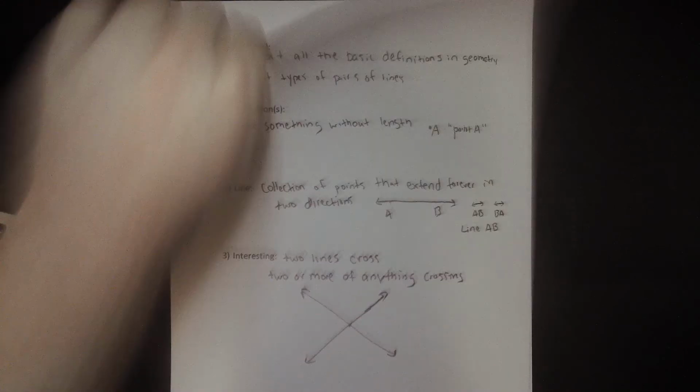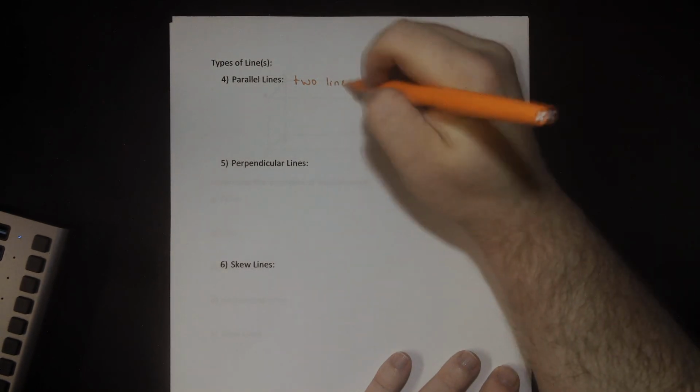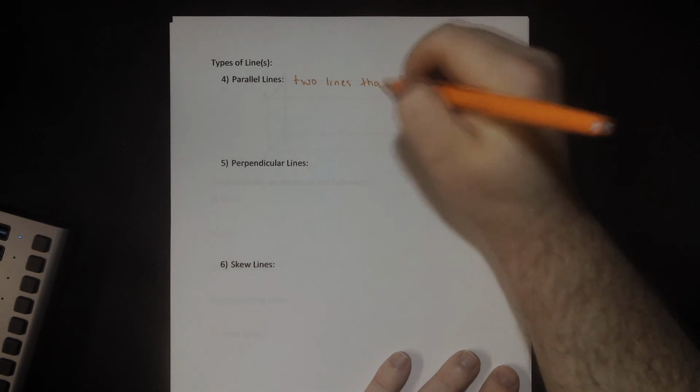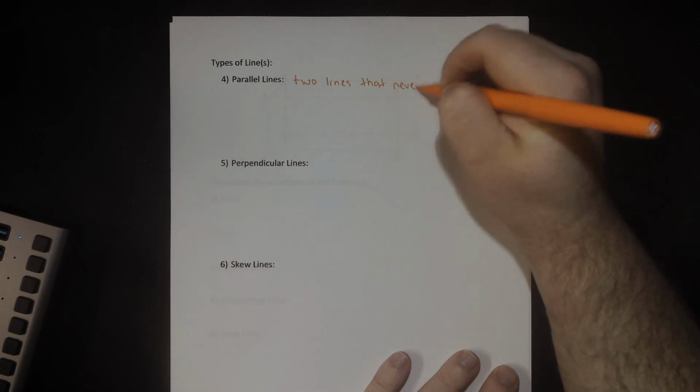Okay, so I'm going to flip it over. Then I've got different types of lines. The first type of lines are parallel lines. Now, there is a slightly better definition for parallel lines than what I'm about to write, but I haven't introduced one word yet, so I might reword it when I get to that point. I'm not going to introduce it in this lesson, but for right now, we're just going to say that parallel lines are two lines that never intersect.